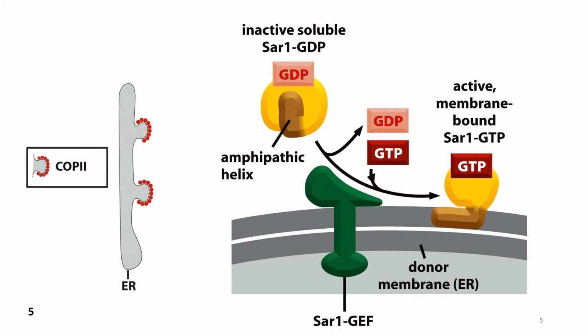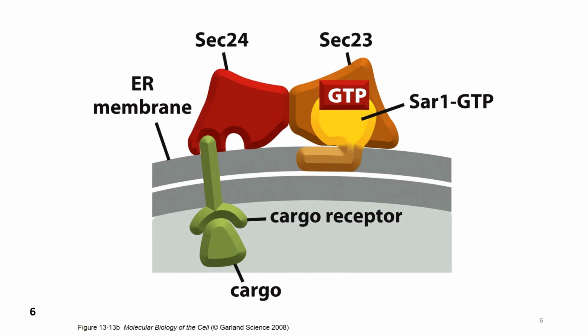Of course, SAR1 will ultimately hydrolyze that GTP, and when it does, it is going to resume the GDP bound conformation, which will preclude its association with the ER membrane. We'll see how this is involved in vesicular transport in just a little bit. Once embedded in the cytoplasmic face of the ER membrane, SAR1 then recruits the adapter proteins, specifically Sec24 and Sec23.